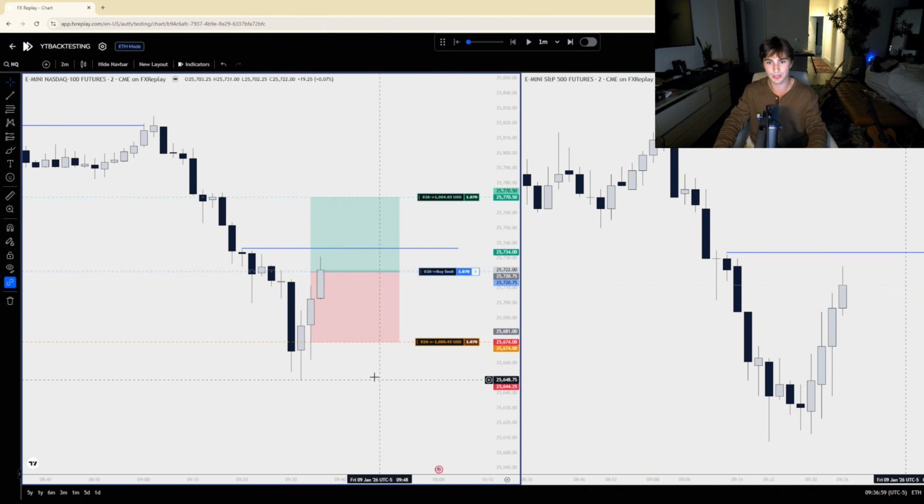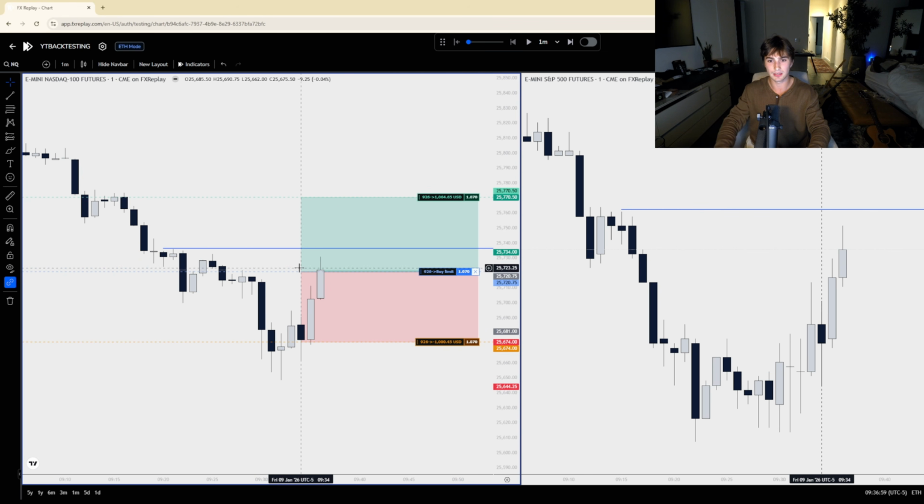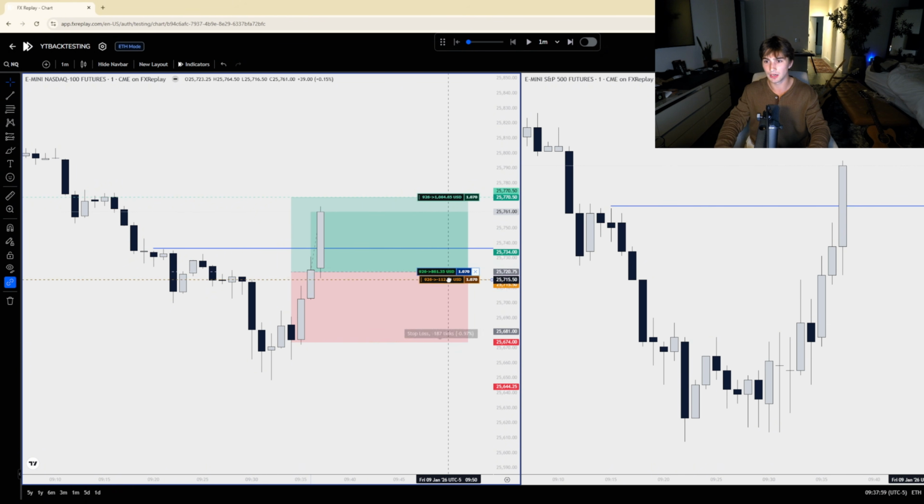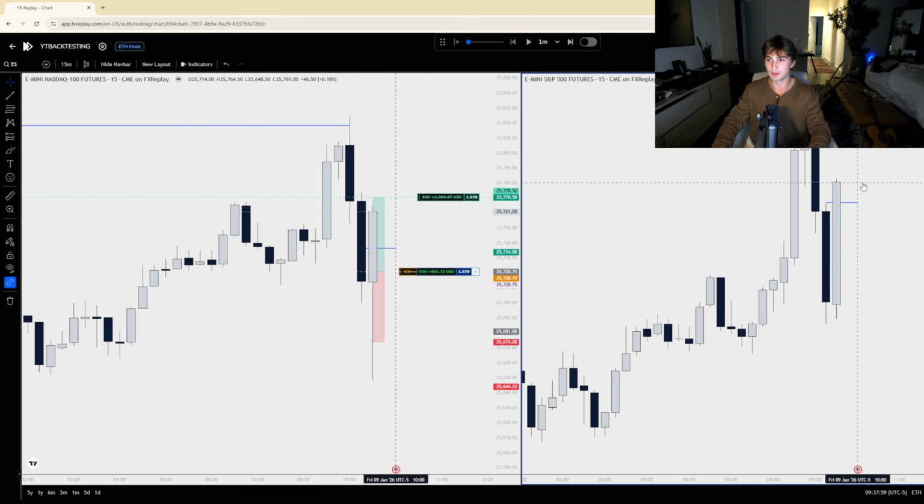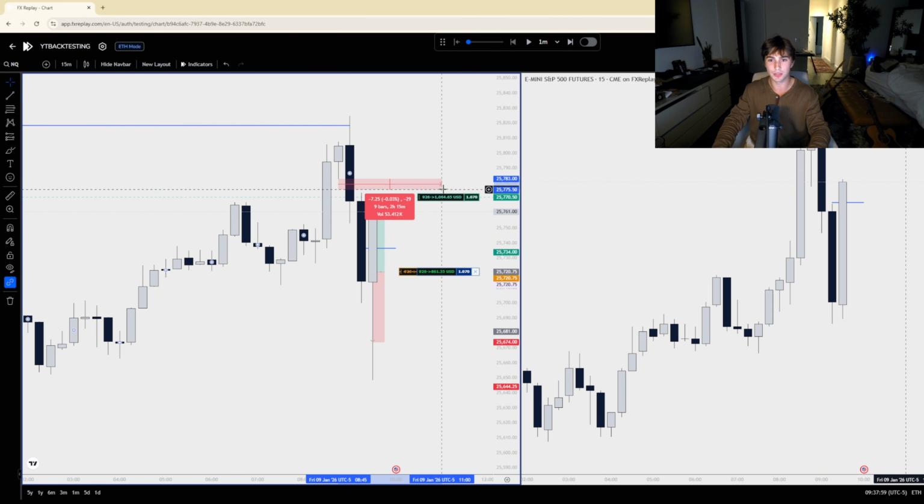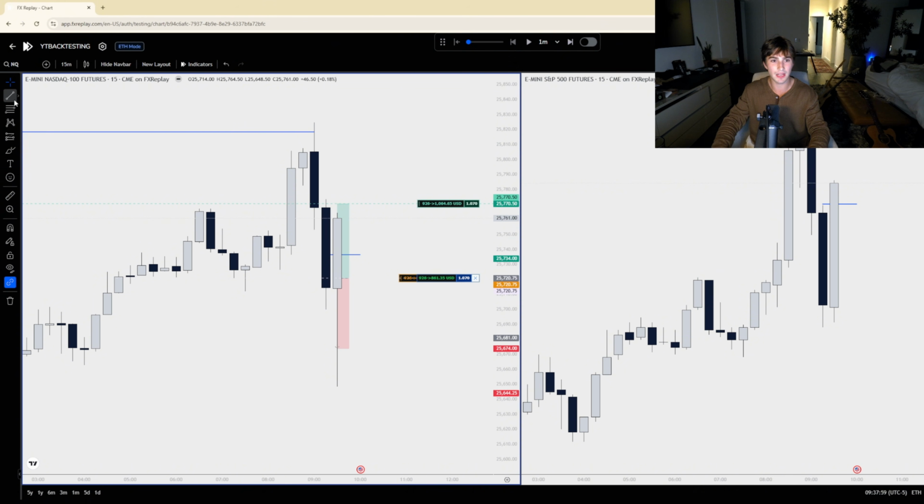So I would enter longs here. Once we hit that 5-minute, I'll go break even. Let's go forward. Okay, break even. And ES has also hit this 15-minute. So I shouldn't expect NQ to go up to this 15-minute anymore because now there's a fair value gap SMT, right? There's a fair value gap SMT.